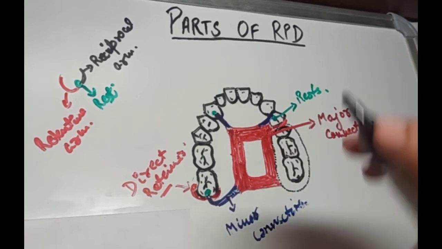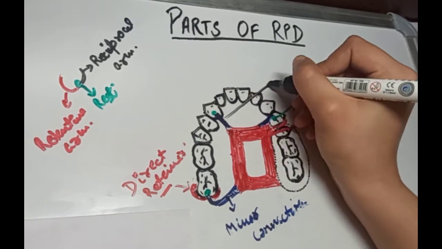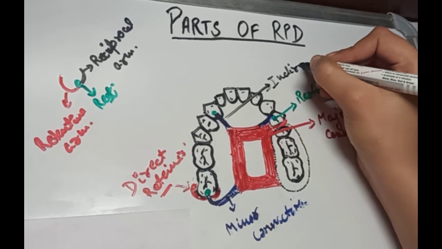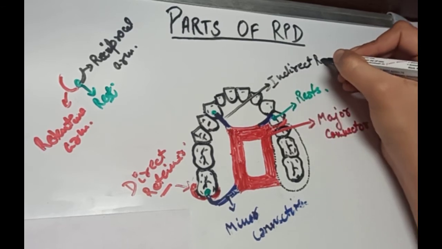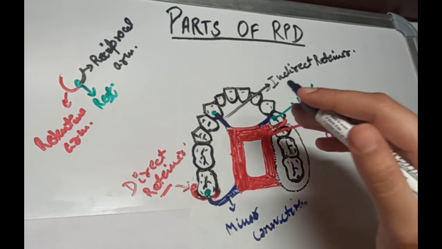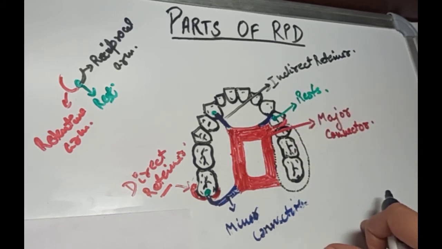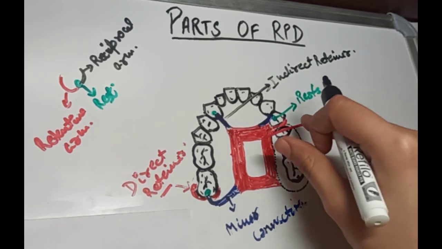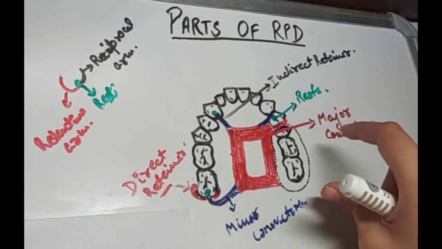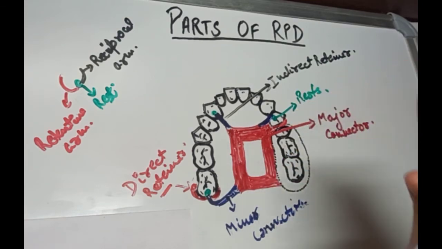Another type of retainer is an indirect retainer. So this is an indirect retainer. These are important for the distal extension cases or when the support from the abutment is not adequate, that is, the abutment is not strong enough. So they give the additional retention and prevent the dislodgement of the denture in such cases.